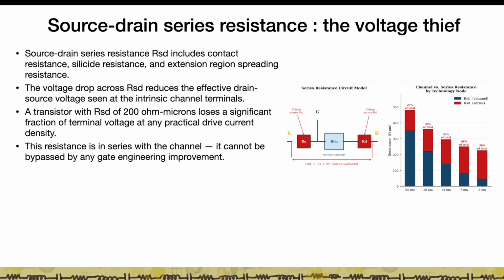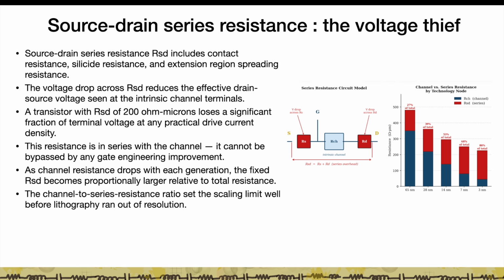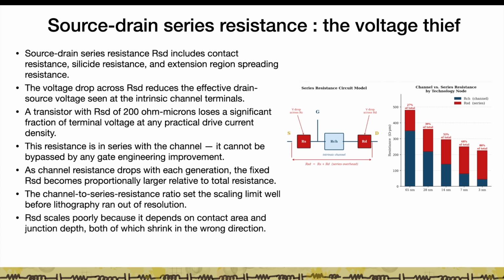RSD, in ohm microns normalized to transistor width, has been stubbornly difficult to scale. It's around 150 to 200 ohm microns for advanced nodes, and it hasn't improved nearly as aggressively as the channel resistance, partly because contact areas shrink with each node, raising contact resistance, partly because the extension regions become shallower and more resistive. The physics of this are different from channel physics, and they respond to different engineering interventions.